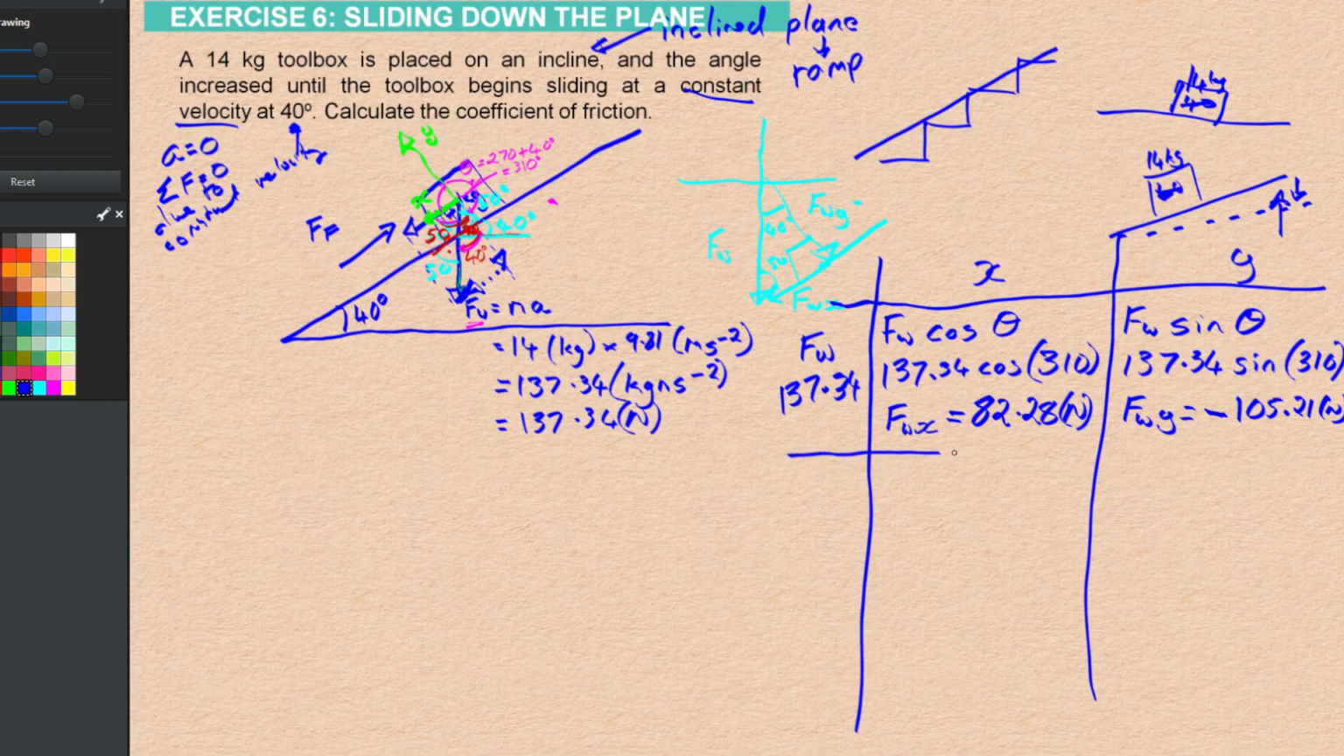Our next one that we're going to put in there is our, oh sorry, I never drew on that normal force, did I? I think I talked about it, but I never drew it on there. Our normal force, we will just write it on here. Fn cos of theta, and Fn sine of theta.